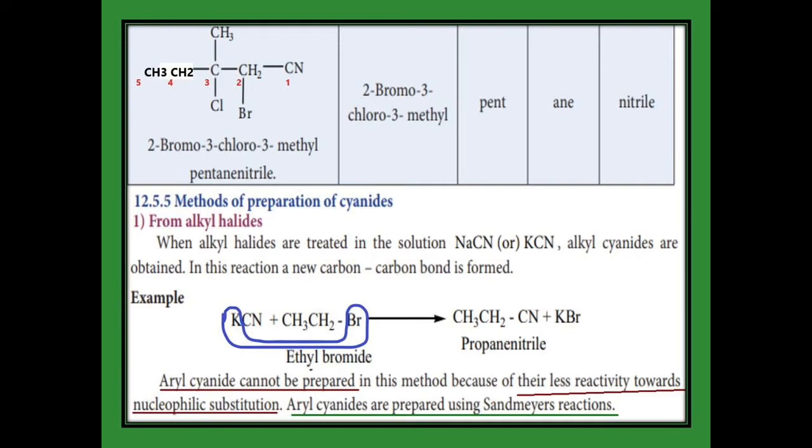Aryl cyanide we cannot prepare by this method because aryl halides have low reactivity towards nucleophilic substitution reactions. Then we get aryl cyanide by the Sandmeyer reaction, which we already learned in benzene diazonium chloride.